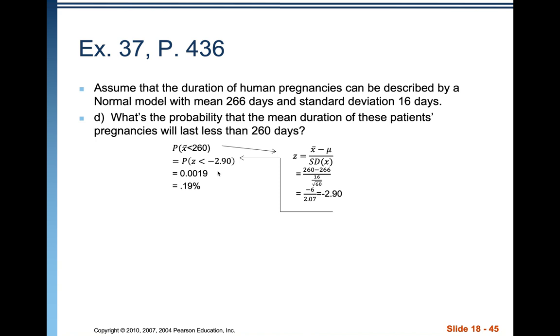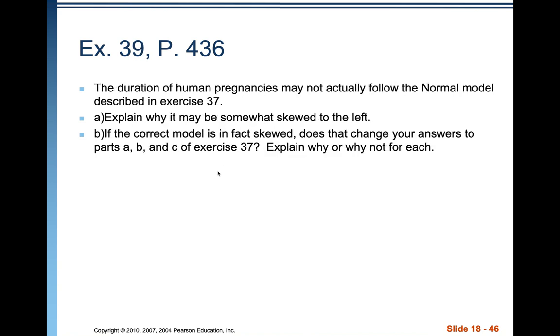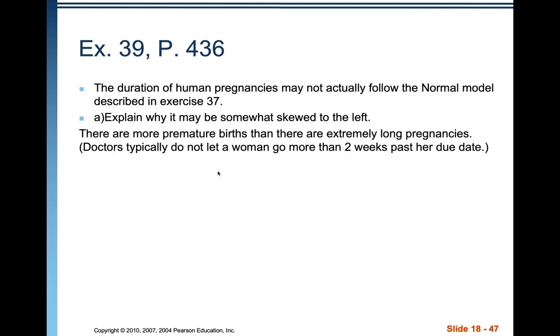All right, so 0.19%. All right. The duration of human pregnancies may not actually follow the normal model described in exercise 37. Explain why it may be somewhat skewed to the left. If the correct model is in fact skewed, does this change your answers to parts A, B, and C of exercise 37? Explain why or why not for each.